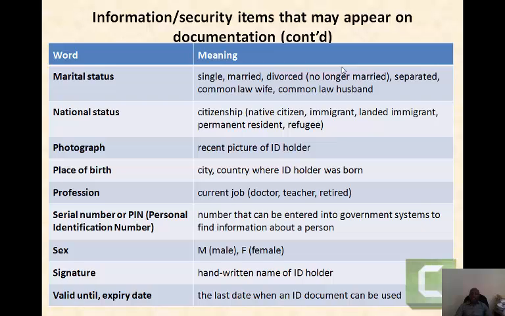Place of birth: the city and country where the ID holder was born. Profession. This is the current job, doctor for example, teacher, or retired. Serial number or personal identification number, or PIN, that can be entered into government systems to find information about a person. Sex. It is either male or female. Signature is the handwritten name of the ID holder. Valid until or expiry date. This is the last date when an ID document can be used.